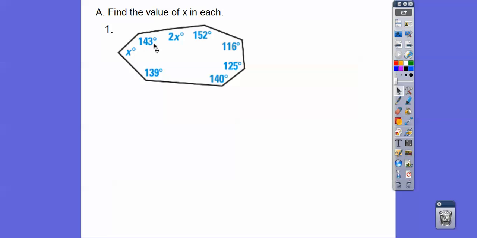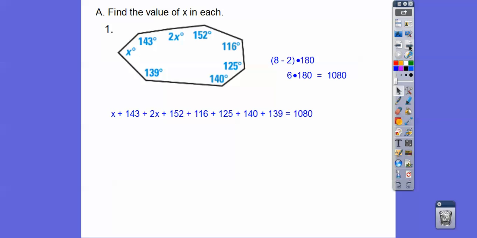1, 2, 3, 4, 5, 6, 7, 8. So 8, so n minus 2 times 180. So we plug that in and we get 1080 and then add them up, and if I did my arithmetic right, and I'm often making mistakes, I don't.